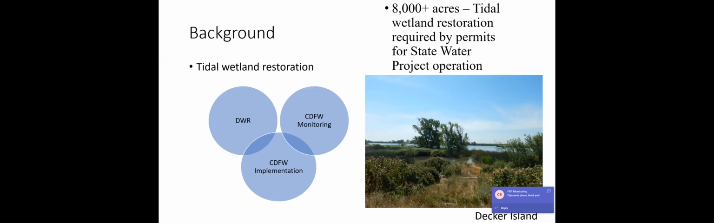The Fish Restoration Program is tasked with restoring over 8,000 acres of tidal wetland habitat as mandated by the permits for the operation of the State Water Project. The three groups involved with the program include DWR, the CDFW Implementation Team, and the CDFW Effectiveness Monitoring Team. The restoration sites are spread across the North Delta Arc, which spans from the Cache Slough complex down to Grizzly Bay.